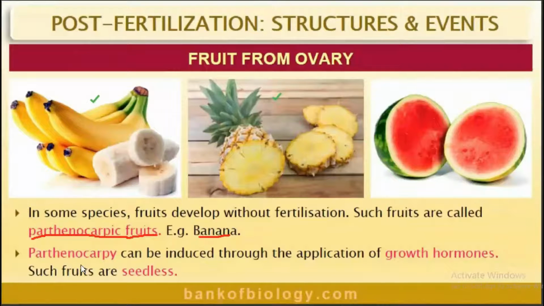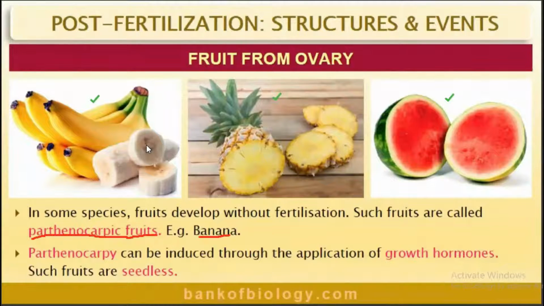So what do you mean by parthenocarpy? Parthenocarpy means formation of fruits without fertilization. Yes, we can induce this parthenocarpy by applying growth hormones, plant hormones. So we can find in the case of this watermelon induced parthenocarpy, means artificial parthenocarpy. This is done with the help of growth hormones. Natural parthenocarpy we can see in the case of banana as well as in the pineapple.